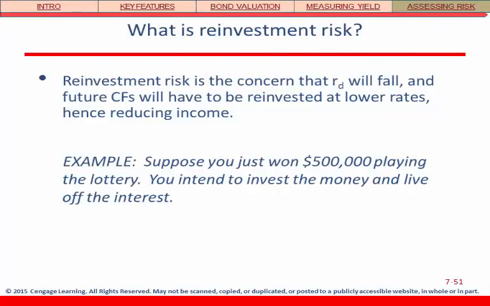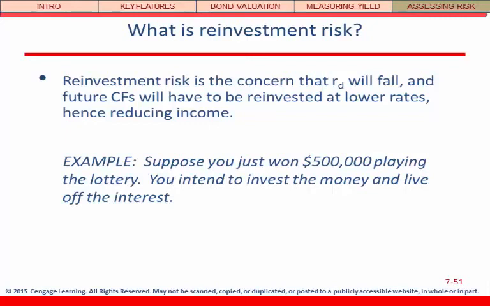Now, on the flip side from price risk is reinvestment risk, and it's another type of interest rate risk. With reinvestment rate risk, there's concern that if interest rates fall, future cash flows will have to be reinvested at lower rates, hence reducing income. Now, what does that mean? Essentially, that means that if a bond matures and interest rates fall, I'm a little bit worried, because now I have to reinvest this money at a lower rate than what I had before. Right? So now I'm going to be making less income.